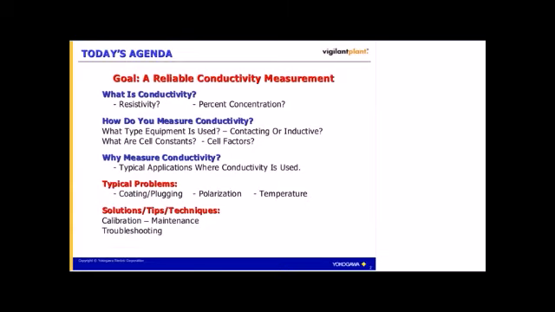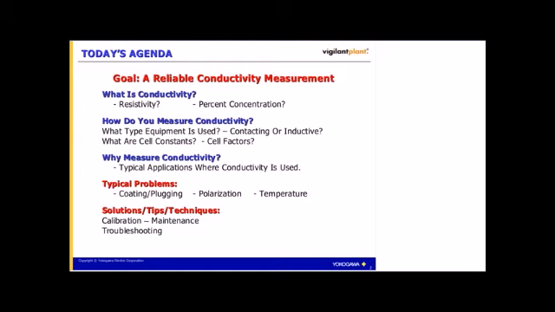Our goal for this webinar is to gain a practical understanding of the strengths and the limitations associated with the measurement of conductivity of an aqueous solution. We'll explain what the differences are in measuring the conductance or conductivity, resistivity, or the percent concentration of the process in question. We'll cover the type of equipment required, contacting or inductive, in order to obtain an accurate and reliable measurement. And we'll discuss what the cell constant or cell factors are with a sensor and their importance in making the measurement.